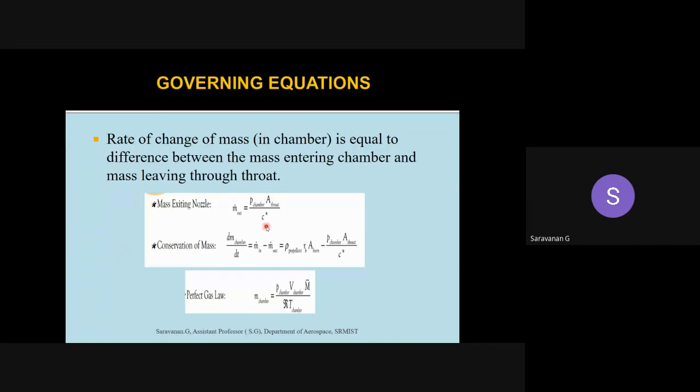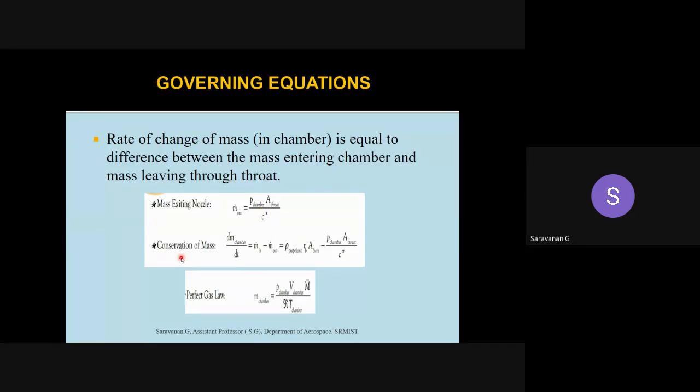What is c star here? Can anyone say? Characteristic velocity. Yes, correct, characteristic velocity. A throat is the throat area, and P chamber is the chamber pressure. So the mass flow rate out through the nozzle exit is m dot out equal to P chamber times A throat by c star. This we already discussed in your unit number one.